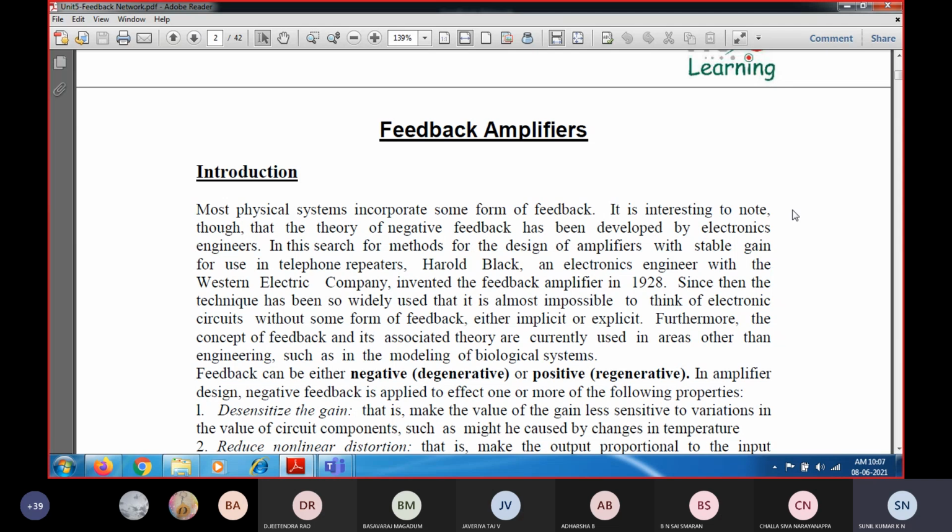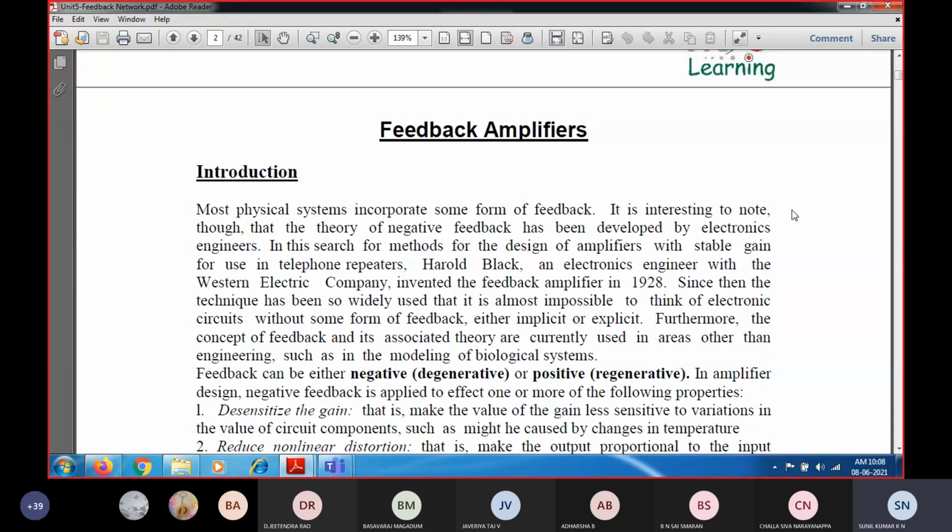Once we understood the small signal equivalent model, we started analyzing the high frequency model. High frequency model, why? Because when we are dealing with a MOSFET as an amplifier, the amplifier performance will not be the same over a wide range of frequency.